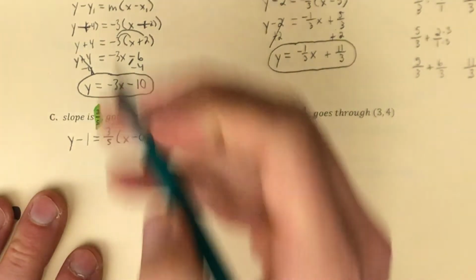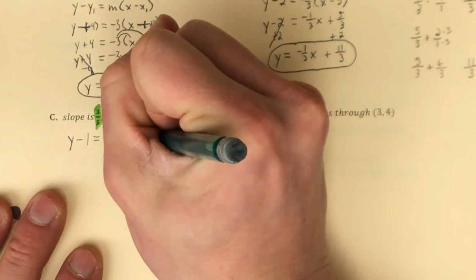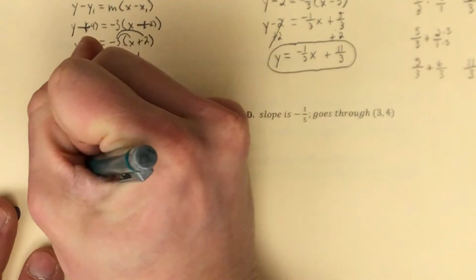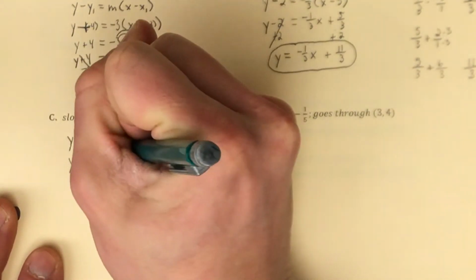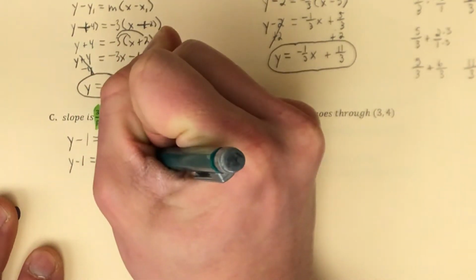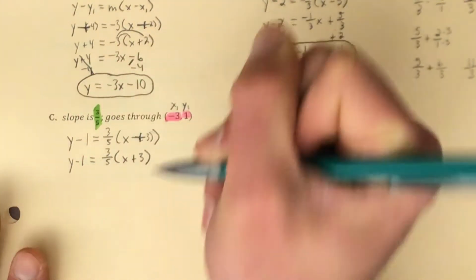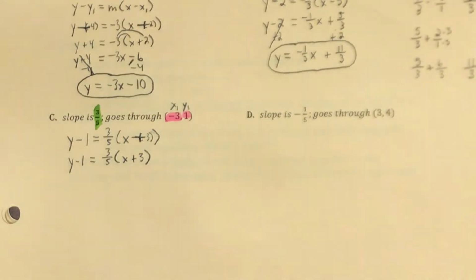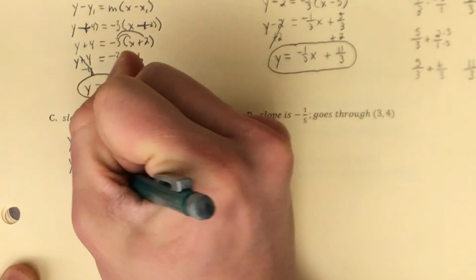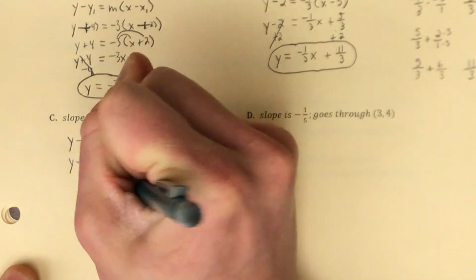Well, I see I have a double negative here, so I'm going to make that a positive, and then I like to rewrite it to make sure I don't mess up. So y minus 1 equals 3/5 times x plus 3. So then we need to actually do the distribution. So 3/5 times x is 3/5 x.